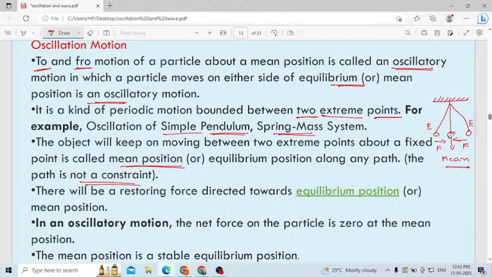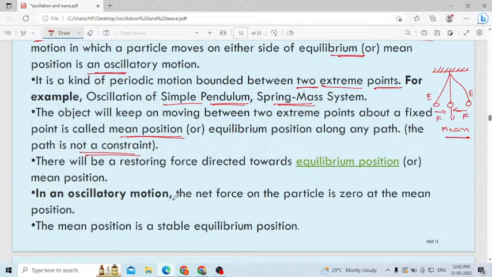Once this bob gets displaced to an extreme position, it has to come back to its original mean position. It needs some force. Without force, it will not come back. That force we call the restoring force. Therefore, this restoring force on both sides is always directed towards the mean.